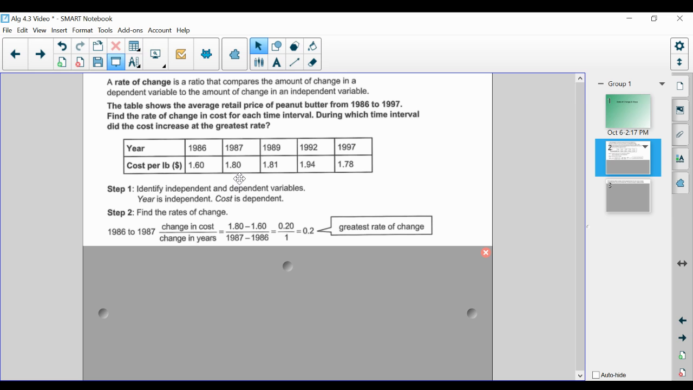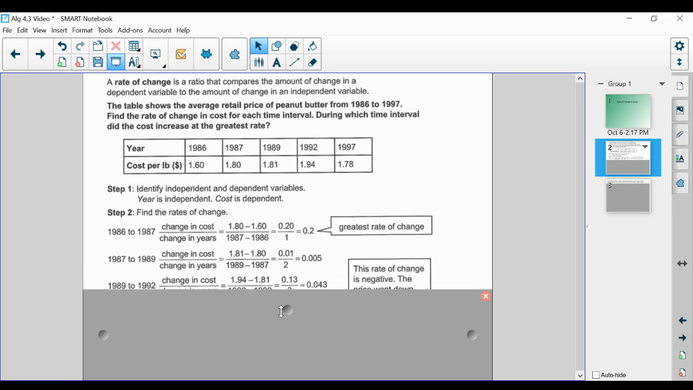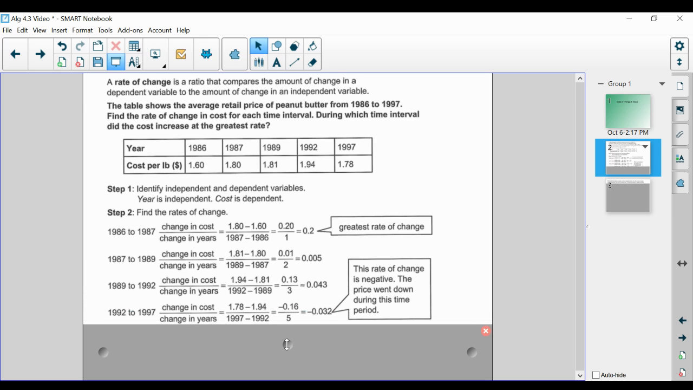So as we go through an example, if we're looking from 1986 to 1987, the change in the cost, well, we end at $1.80. We started at $1.60. So we subtract them, we get 20 cents. We change the years. We ended in 1987. We started in 1986. We subtract them, we get 1. So we divide. So we get 0.2. And we continue this process all throughout our situation. Continue it all the way through the problem. And we want to identify what was the greatest rate of change. Through what years did our cost increase the most?